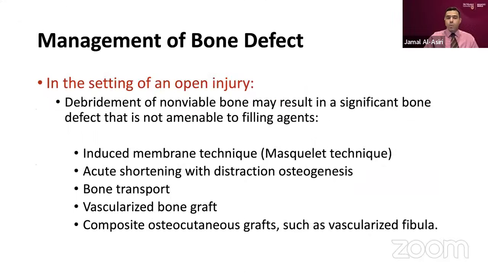What about an open fracture where you have a bone defect? Debridement of non-viable bone may result in a significant bone defect that is not amenable to filling agents. So options include the Masquelet technique, acute shortening with distraction osteogenesis, bone transport, or vascularized bone graft, or composite osteocutaneous graft, such as a vascularized fibula as a second stage.